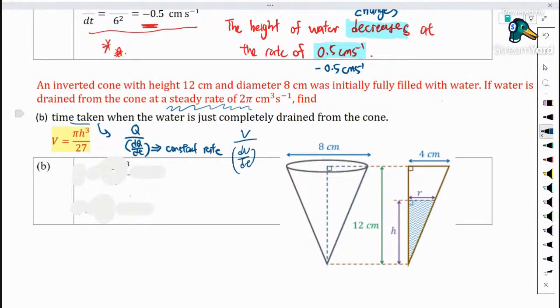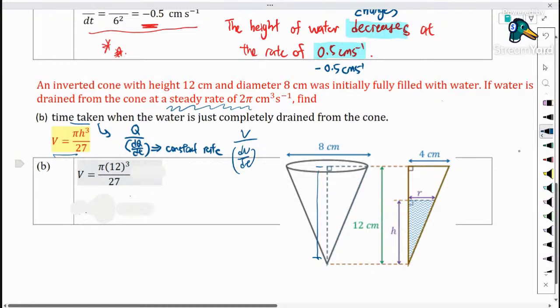And originally, the volume that I have here, I need to calculate using the volume formula. If the water is completely drained out, that means the volume of water that is completely drained out happens to be the full volume of the cone. So therefore, I will have the volume equals to, substituting the height of 12 inside, the answer is 64 pi. So in this case, this is actually the volume of water that happened to be drained out.